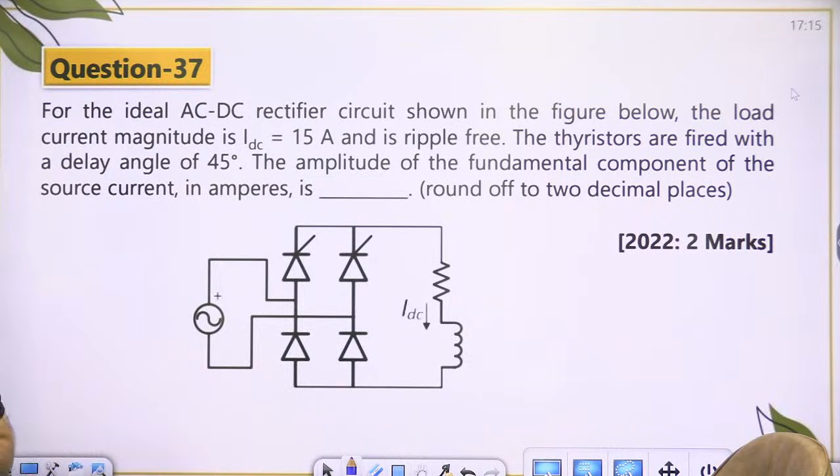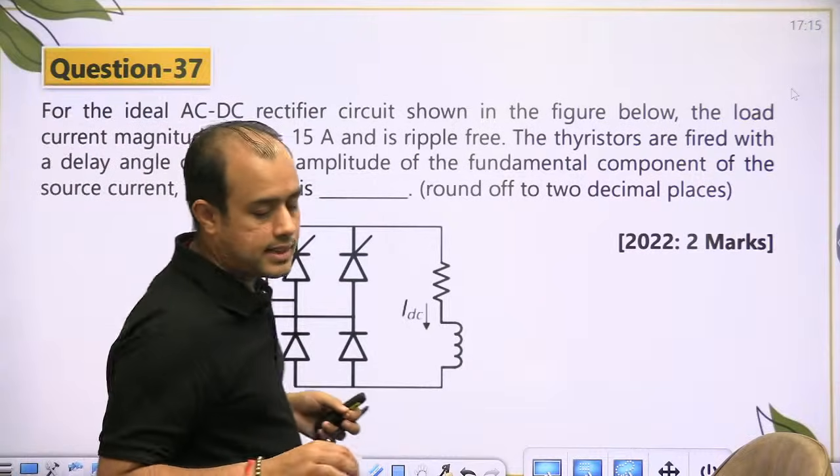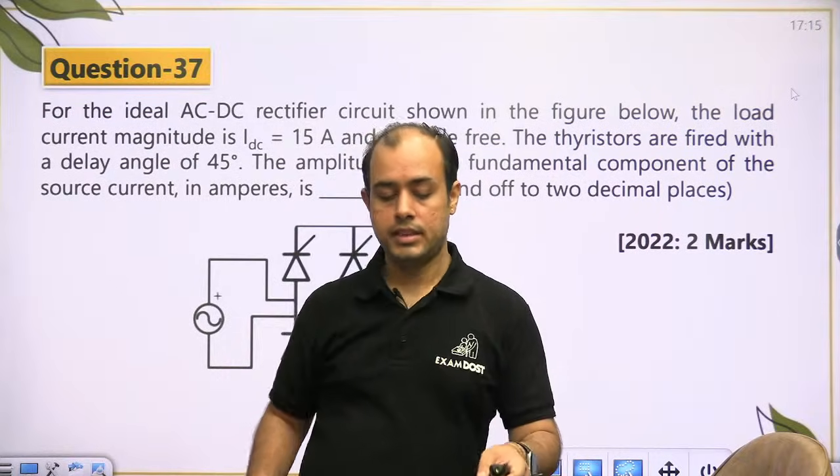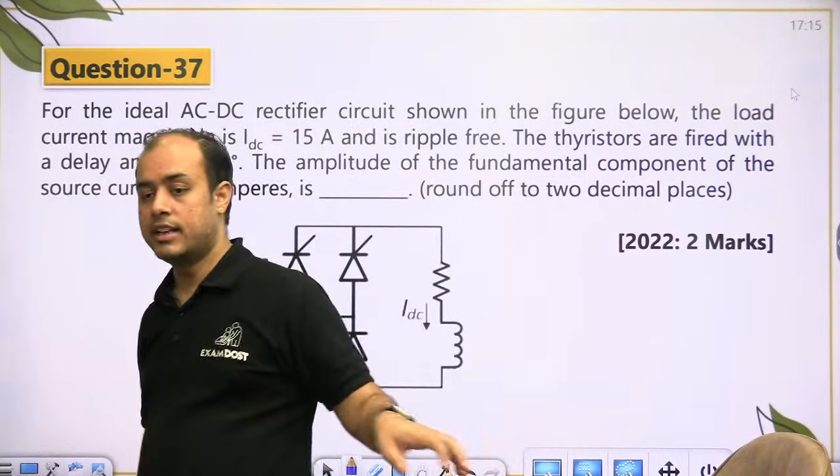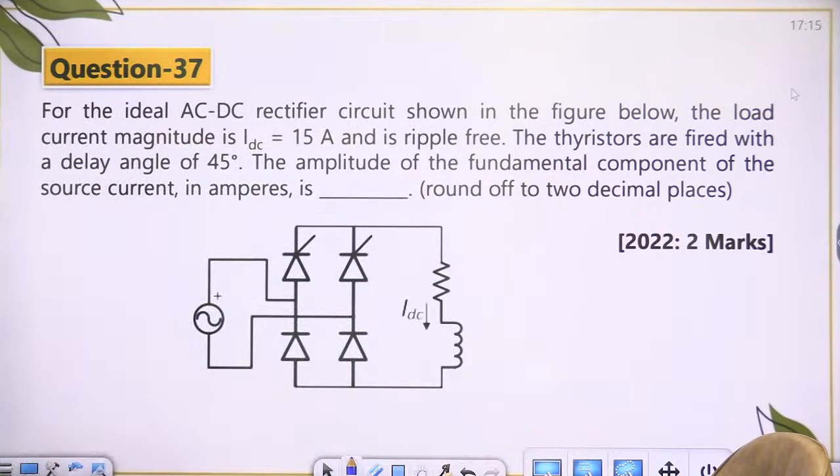चलिए ट्राई दिस. एम्पलीट्यूड ऑफ द फंडामेंटल कंपोनेंट ऑफ सोर्स करंट. इट इज अ सेमी कन्वर्टर. ये सेमी कन्वर्टर है. फंडामेंटल कंपोनेंट का आरएमएस एम्पलीट्यूड निकालिए.